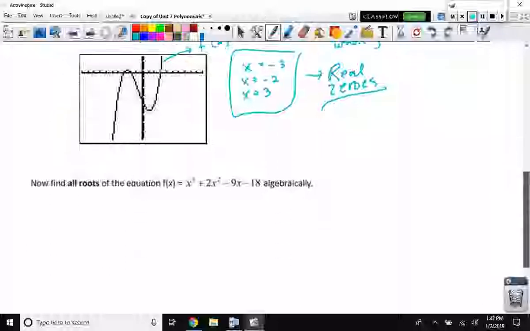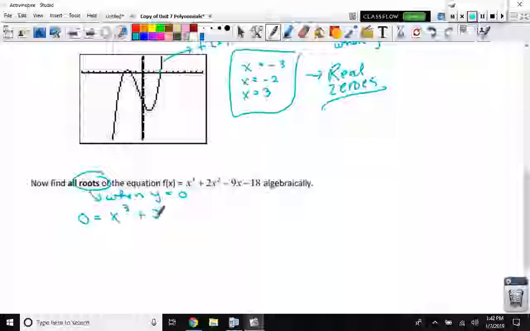So find all the roots, same equation as up above, but now you've never seen the graph, and you only have the equation, and you want to come up with the roots, but you have to do it algebraically. You're not allowed to use your graphing calculator, so now what? Yeah, I gotta set this equal to what? 0, because it's when y equals 0, right? So roots, again, when y equals 0. So 0 equals x cubed plus 2x squared minus 9x minus 18.